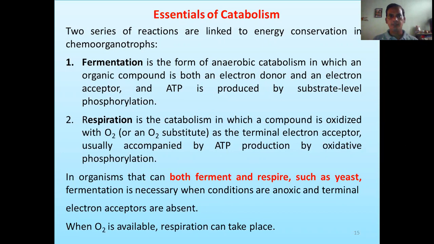There are two series of reactions which are linked with the conservation of energy in chemoorganotrophs. The first one is fermentation, the second one is respiration. Fermentation is a form of anaerobic catabolism in which an organic compound is both an electron donor and an electron acceptor, and ATP is produced by substrate level phosphorylation. If the catabolism is accompanied by oxygen, we call it respiration.